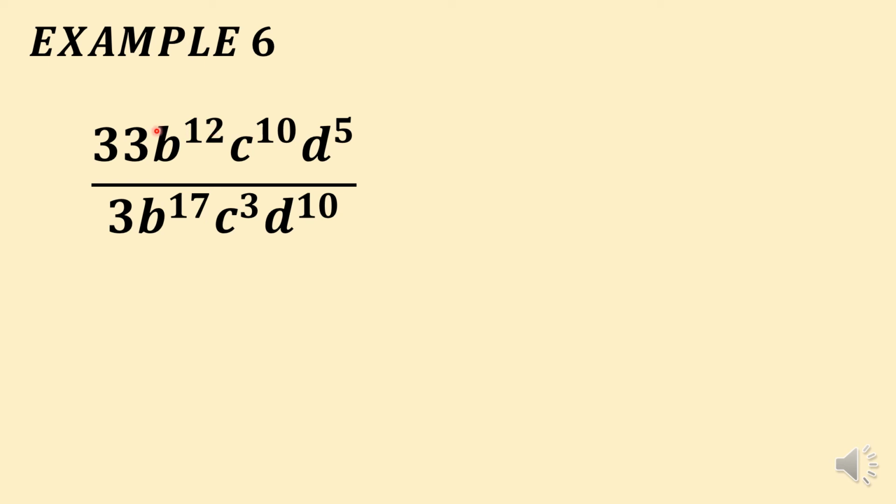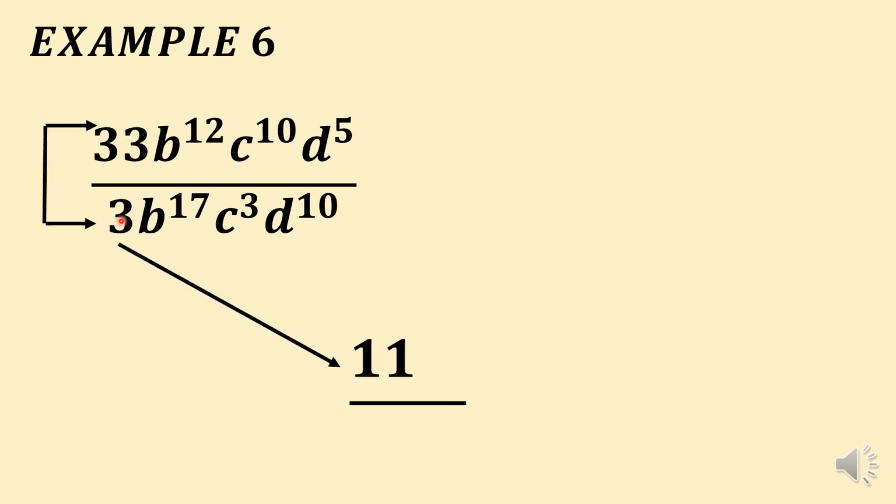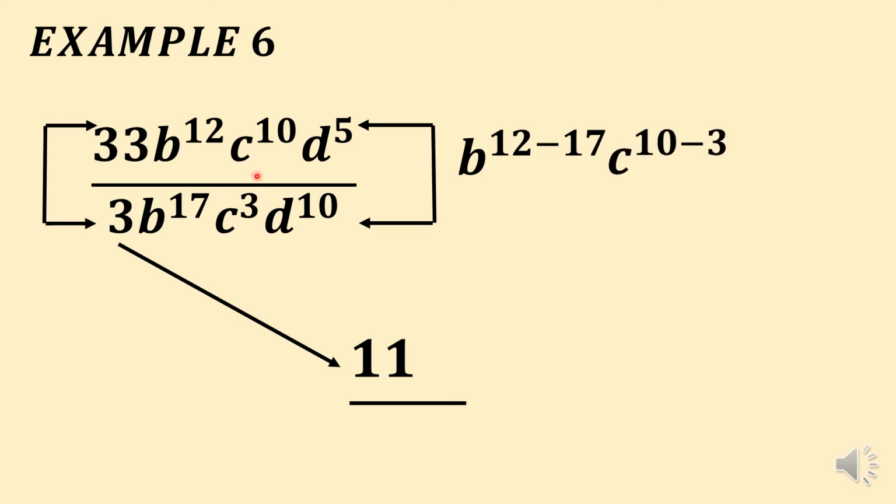No? Okay, so let's have now 33 over 3. So dito makikita natin, it's very obvious na yung 33 eksaktong divisible siya by 3. So therefore, magiging sagot dyan is simply 11. No, kasi 33 divided by 3, that is 11. Okay, next, we need to subtract now or to simplify our variables. So you have b raised to 12 minus 17, and then c raised to 10 minus 3, and then d raised to 5 minus 10.